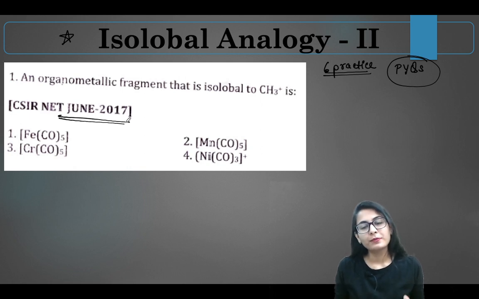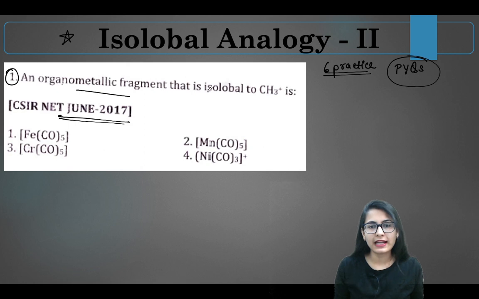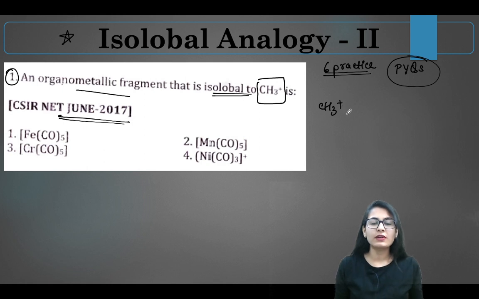I hope that all of you have already visited the previous video and seen what isolobal analogy is. We have discussed it in a very nice method. If you haven't, I'll put the link in the description. Okay, let's move onwards. First of all, an organometallic fragment that is isolobal to CH3 positive. This is the CH3 positive which we want an organometallic fragment to be isolobal with.